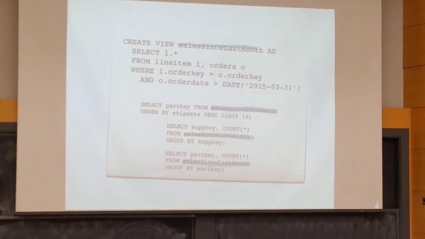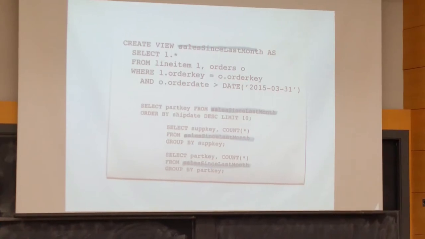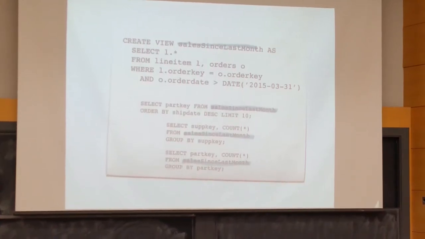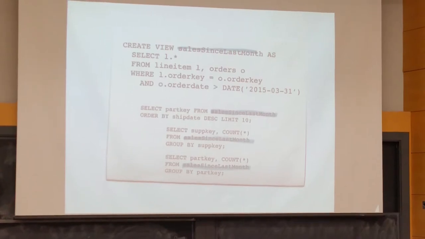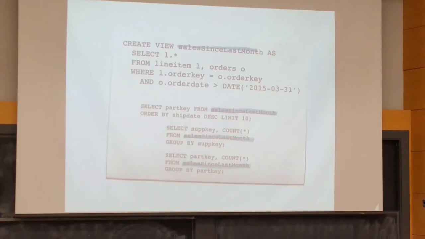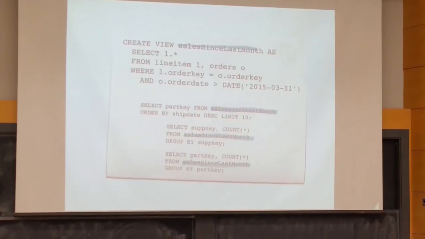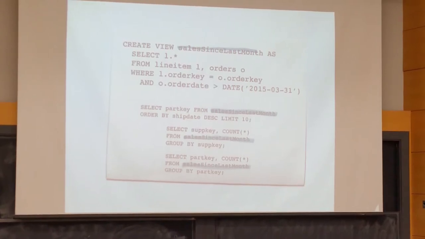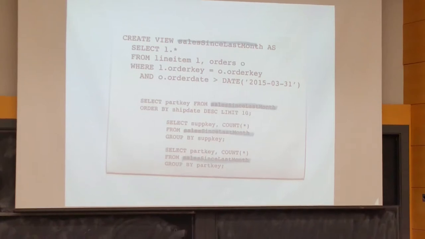We can pre-compute all of the data that should be in sales since last month and store it, either in memory, ideally, or if necessary, on disk as a regular database table. Now, when a query comes along, it's not doing a join between line item and orders. It's just reading directly from those query results. If they're in memory, great. Even if they're not in memory, you can still run each of these queries much more quickly because you don't need to perform that join. You don't need to filter out any data because you've already filtered out all of the orders that occurred before that particular date.